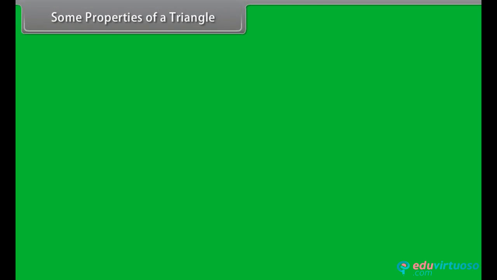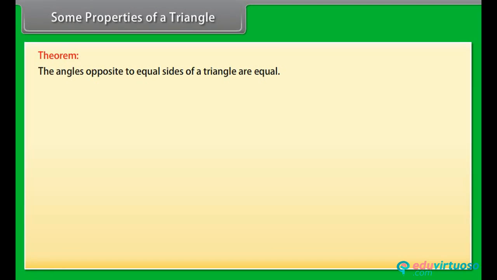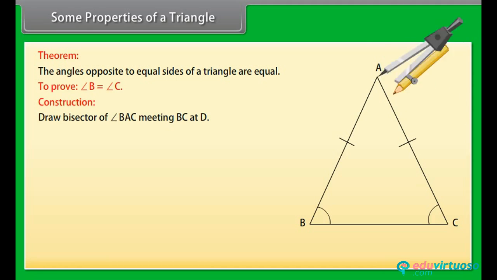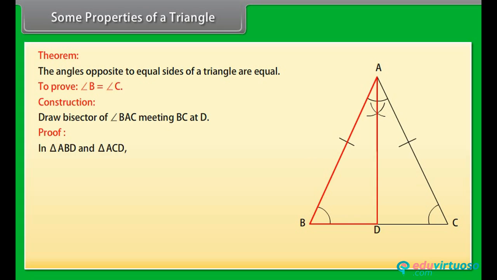Some properties of a triangle. Theorem. The angles opposite to equal sides of a triangle are equal. Let's prove it. Given is a triangle ABC in which AB is equal to AC. We have to prove that angle B is equal to angle C. Construction. Draw the bisector of angle BAC meeting BC at D. Proof. In triangle ABD and triangle ACD, AB is equal to AC, given. Angle BAD is equal to angle CAD by construction, and AD is equal to AD, common.